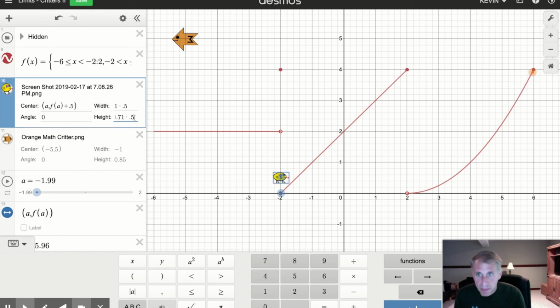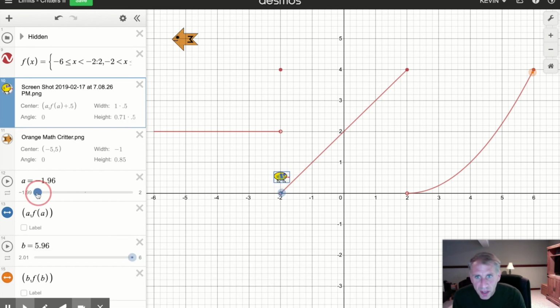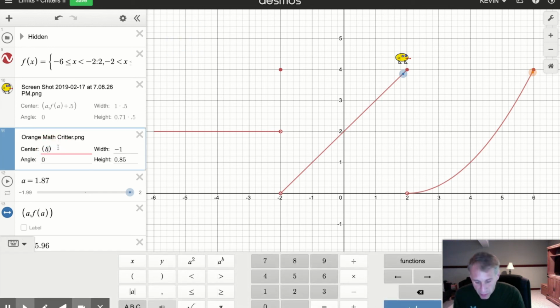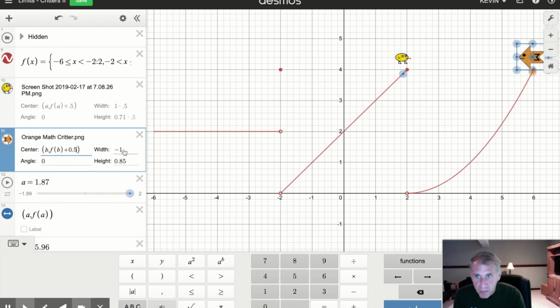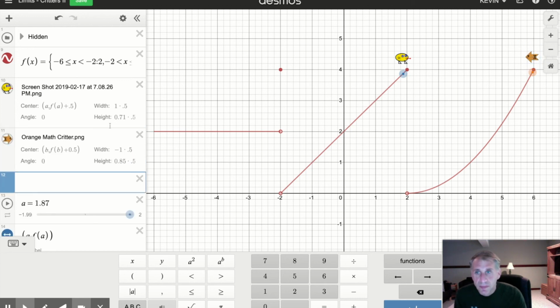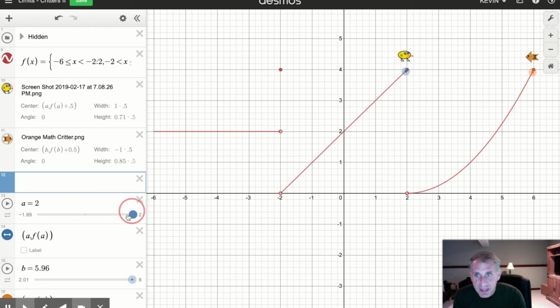Okay, so as we go in from the left side, if we take a look at the limit as x approaches 2 from the left, the y value that the math critter is approaching here is 4. So the left-hand limit in this case is equal to 4. As we go in from the right side, you're going to notice that it's heading towards a different value. So as we go from the right side, the right-hand limit in this case would be equal to 0.